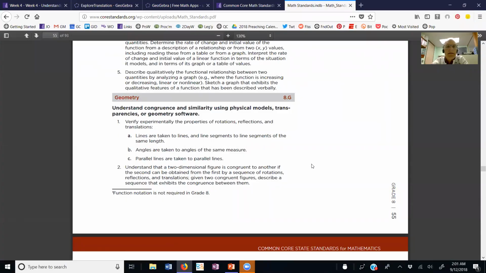If we look over at the 8th grade Common Core State Standards, we see that 8G1 says that students are to understand congruence and similarity using physical models, transparencies, and geometry software. Verify experimentally the properties of rotations, reflections, and translations.